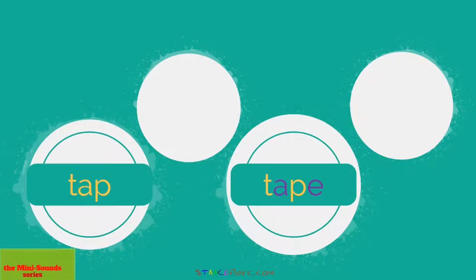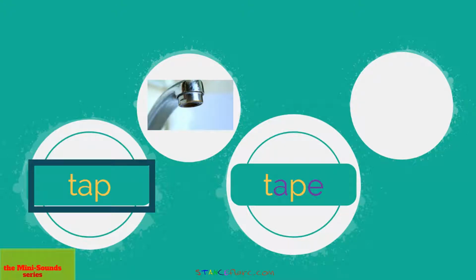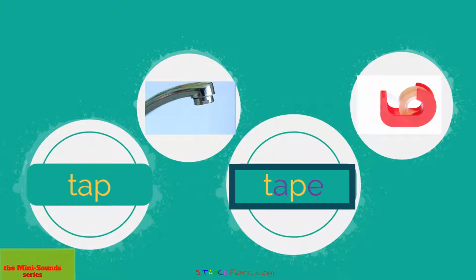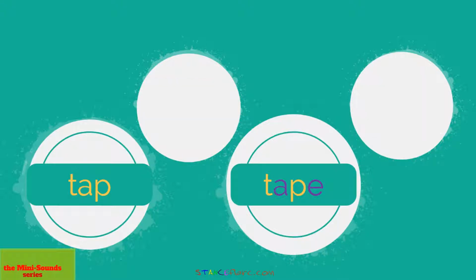For example, if we were to read the first word, then what we would read is this: tap. But in the second word, where we can see the silent E at the end of it, what we read is tape. So when there is no silent E, I read tap. But with the silent E at the end of the word, I read tape.